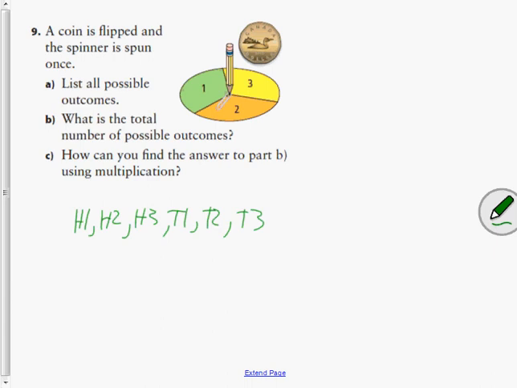And how can you find out your answer in part B using multiplication? You can take your first event, which is the coin flip. There are 2 possible outcomes. And event 2, which is the spinner, there are 3 possible outcomes. And you get that sample space of 6 possible outcomes. I can simply multiply them out, and I would get the exact same answer.